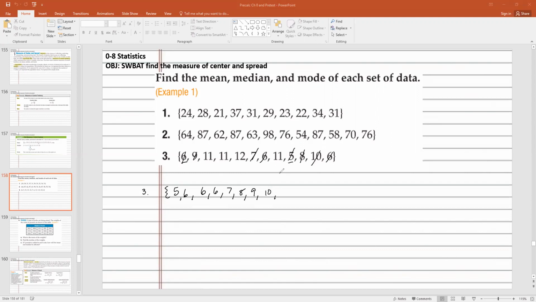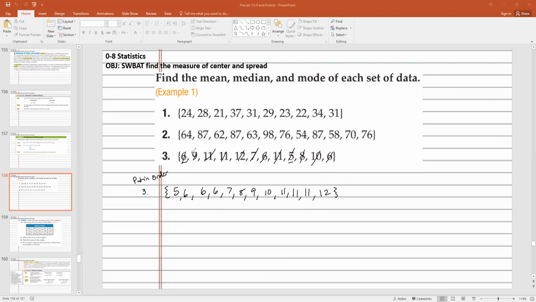Any other 10s? Going once, going twice. We got an 11, and another 11, and another 11. There's 3 of them. And we got a 12. Okay, so I just put it in order. Why? Because we need to for the median. It's best to put it in order, just like that.